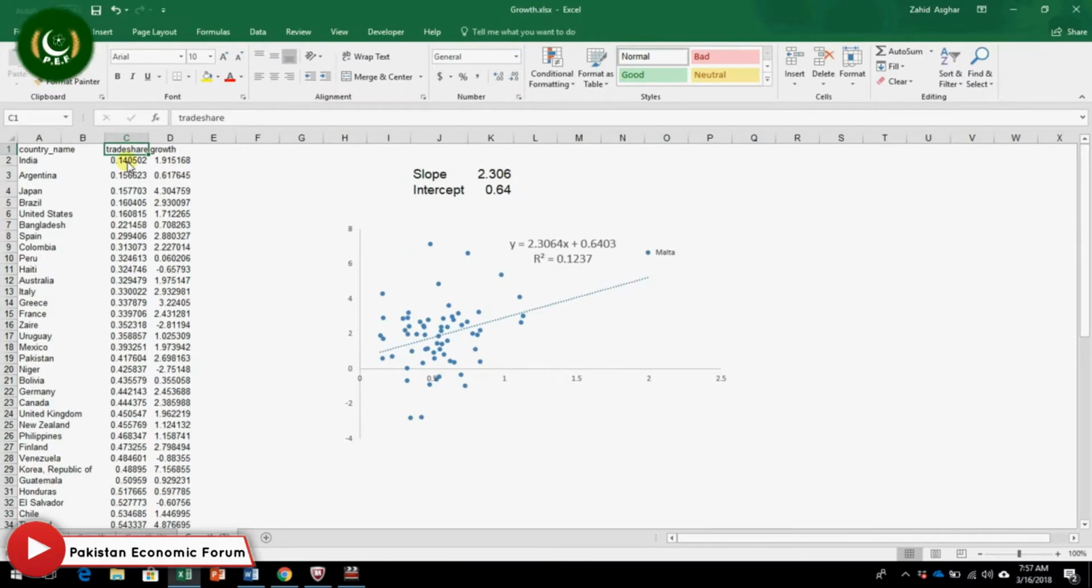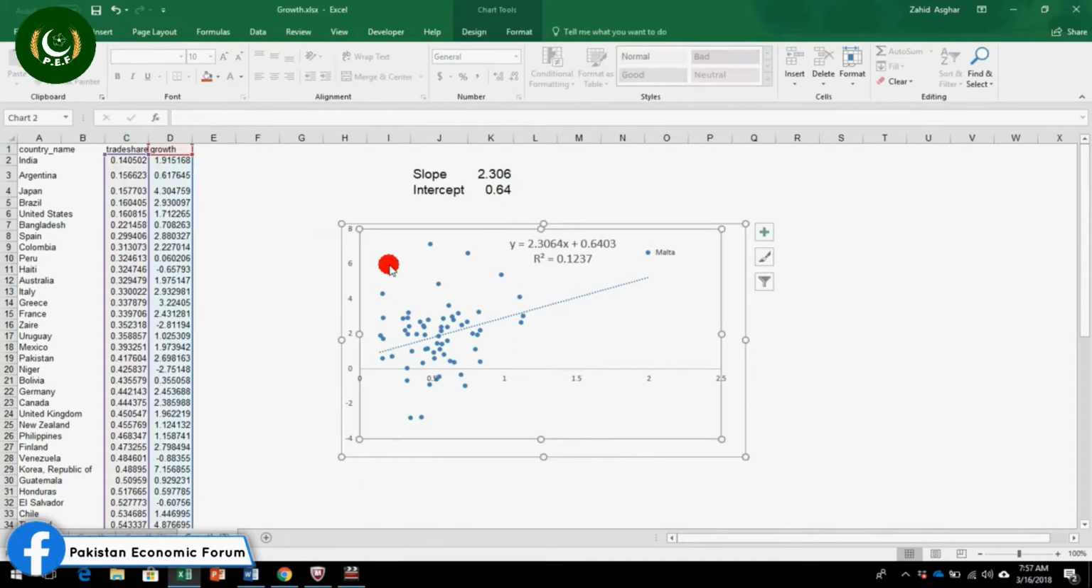So we now regress growth on trade share. Before we regress, we make a scatter plot. When we make a scatter plot, you see these values are concentrated here and one value is here, and I have labeled it Malta. How I label this Malta, I'll explain at some other time.